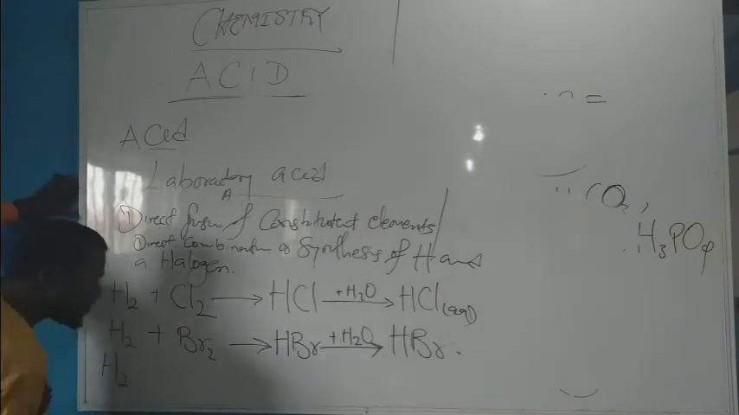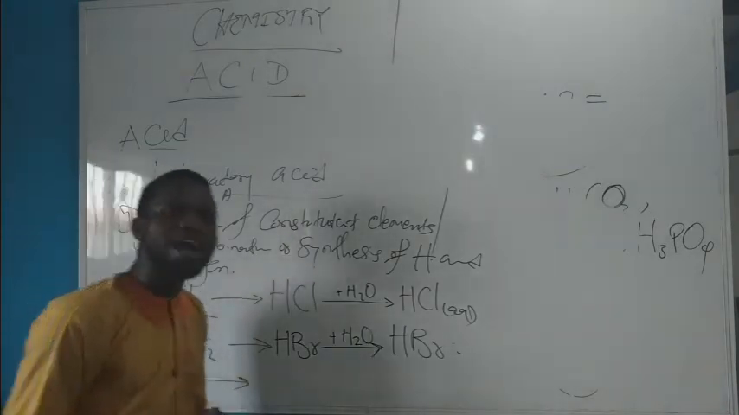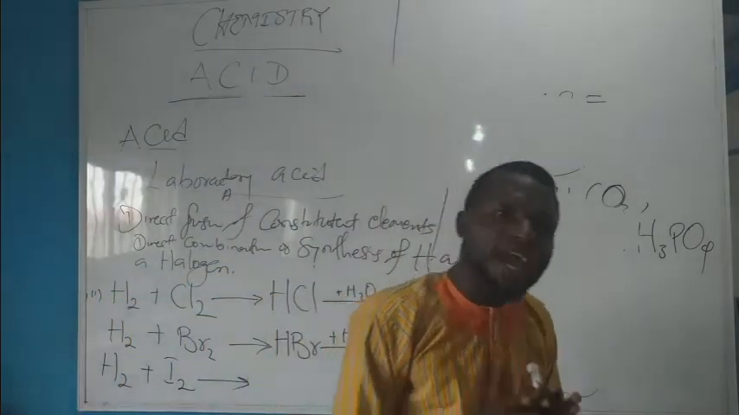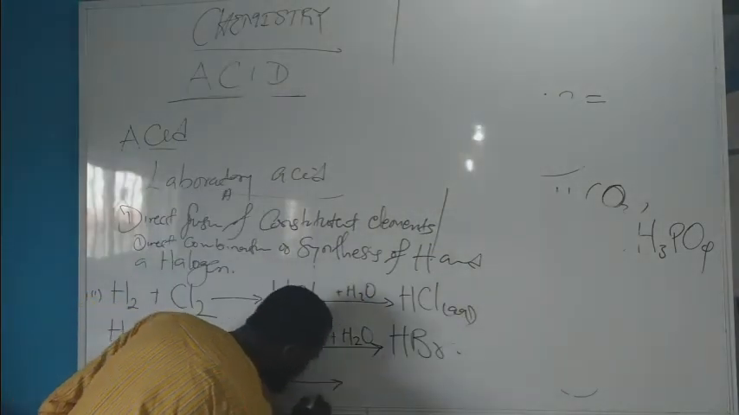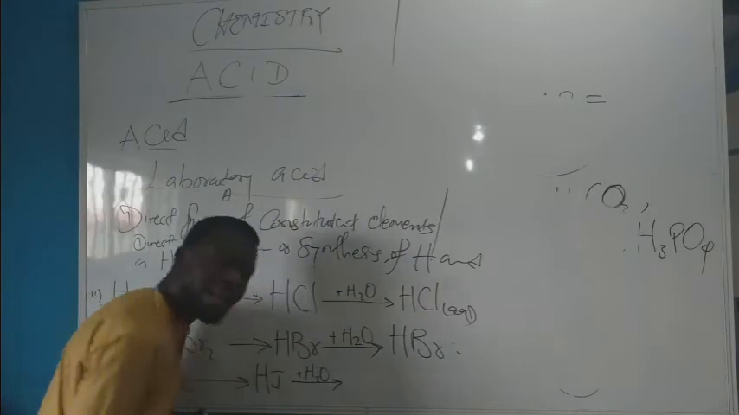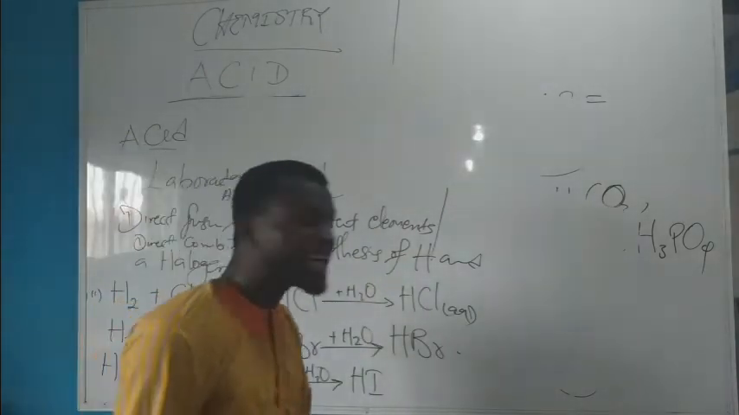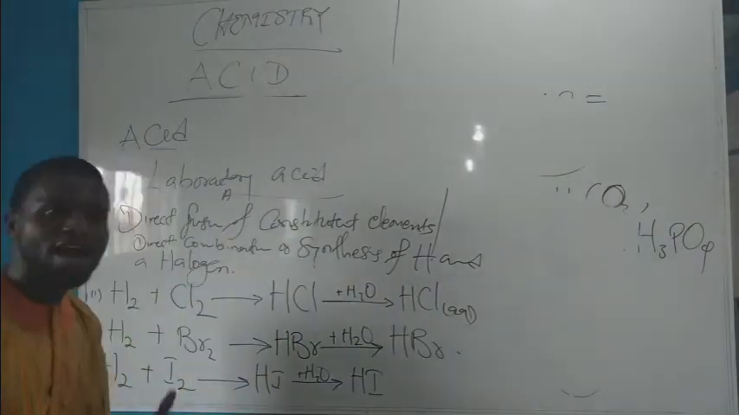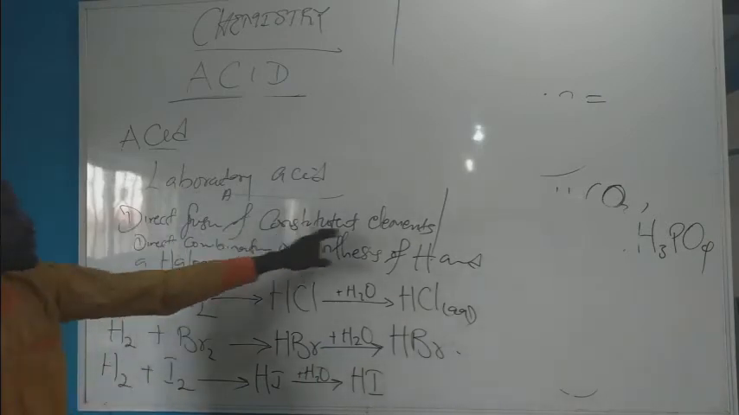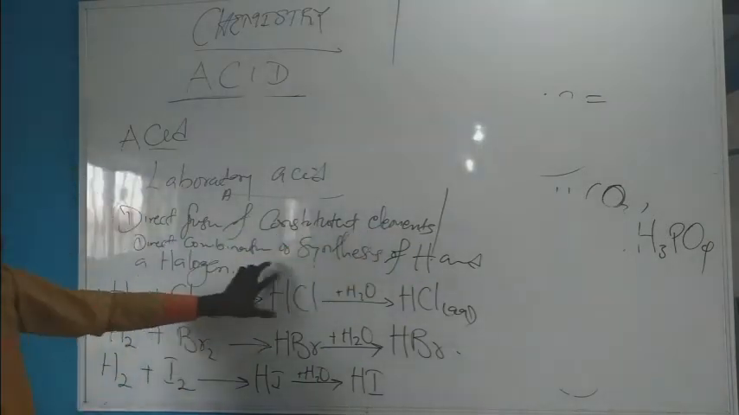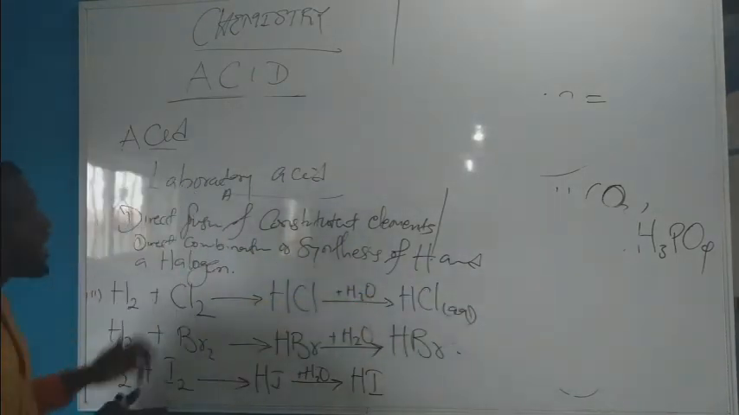Finally, a mixture of hydrogen gas and iodine is heated in the presence of platinum as a suitable catalyst to yield hydrogen iodide, which ultimately is dissolved in water to liberate hydroiodic acid. So this second mode of preparation is technically relevant to hydrogen halide acid. So you can articulate the expression in two ways: direct fusion of constituent elements, or direct combination or synthesis of hydrogen and a halogen.